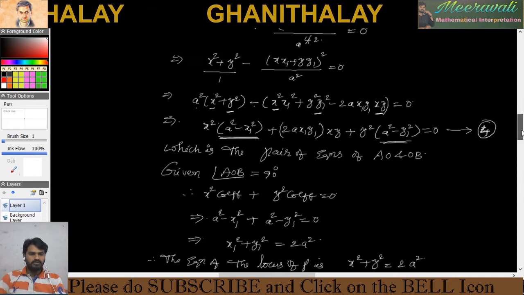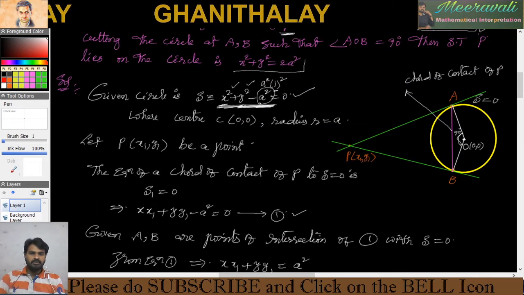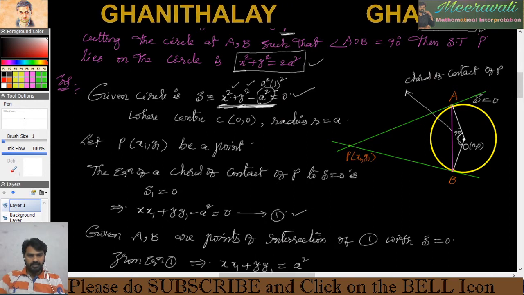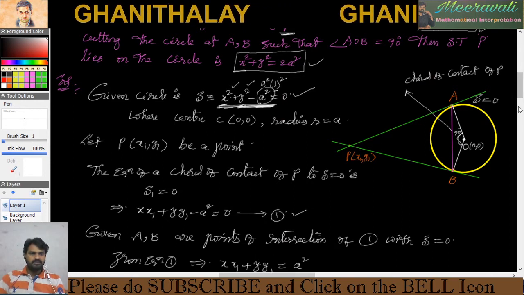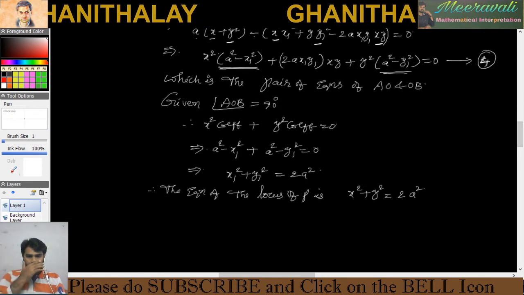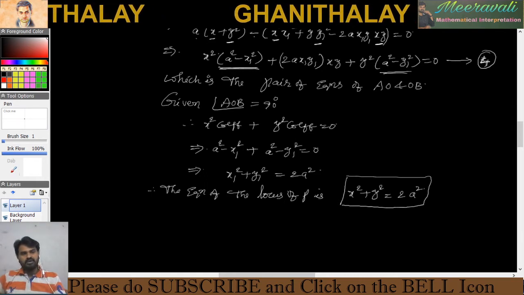Now we have to show that P lies on the circle, this one. So P lies on the circle means the locus of the equation of P will be x square plus y square is equal to 2a square. This is the answer. This is about the chord of contact.